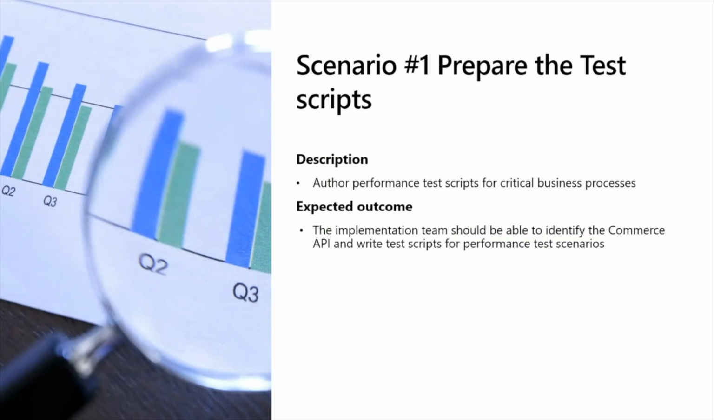In an implementation, the project team wants to author and create performance test cases and scripts that can later be executed iteratively over multiple iterations. In the coming demo, we will showcase how to identify the APIs and author the performance test scripts using Apache JMeter. The expected outcome is a collection of test case scripts with detailed steps and associated test artifacts for both POS and e-commerce. We will start the demo now.